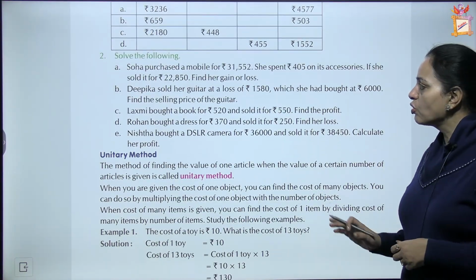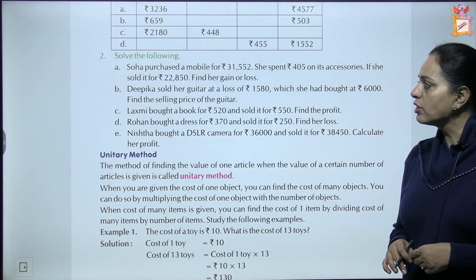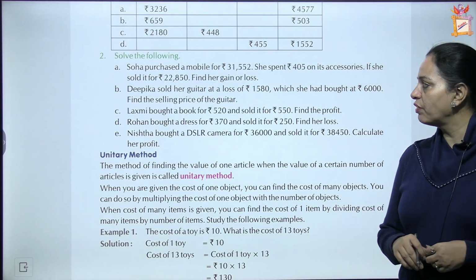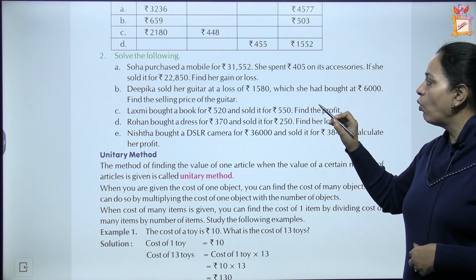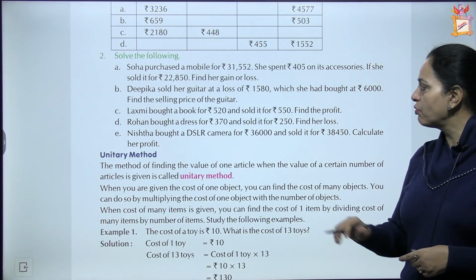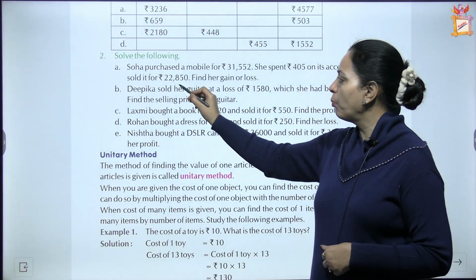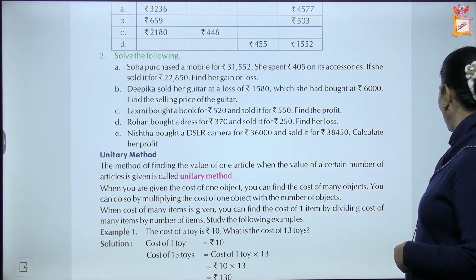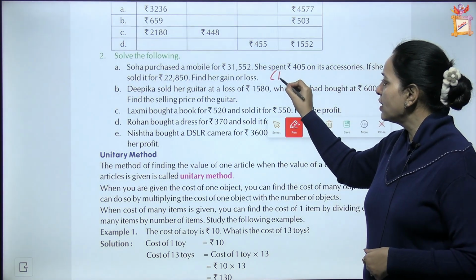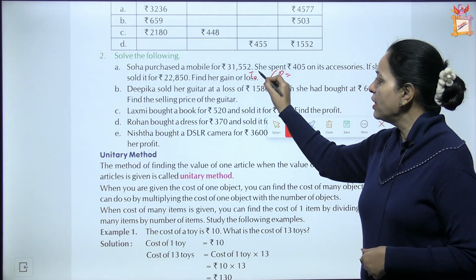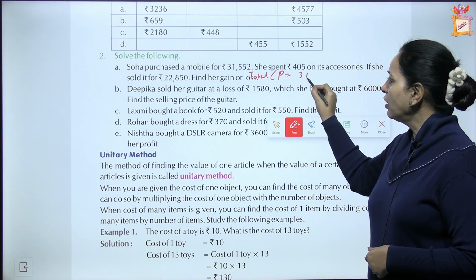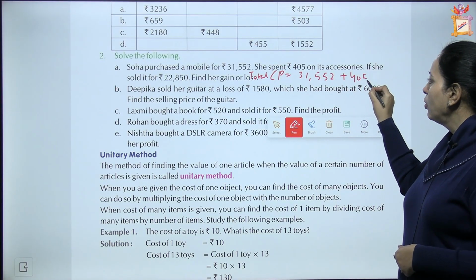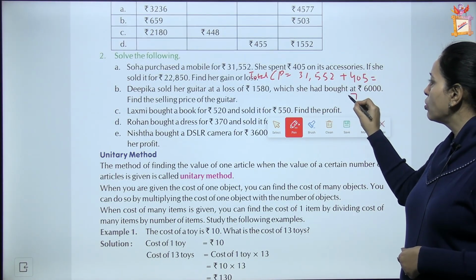The second question, solve the following. Like A part, Soha purchased a mobile for ₹31,552. She spent ₹405 on its accessories. If she sold it for ₹22,850, find her gain or loss. So first find total CP. Total CP is how much? 31,552 plus 405. दोनों को ऐड कर देंगे. What will you get?